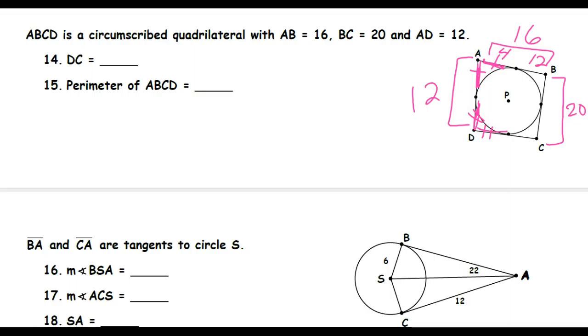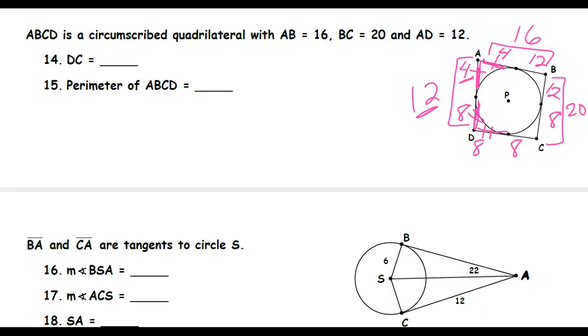This is going to create a domino effect. This is 4. This is 4. This is 12. This is 12. Okay, 12 minus 4, 8, 8. Ice cream cone theorem, we're using it 4 times. 20 minus 12, 8, 8. And no matter what, your DC is going to be 16.